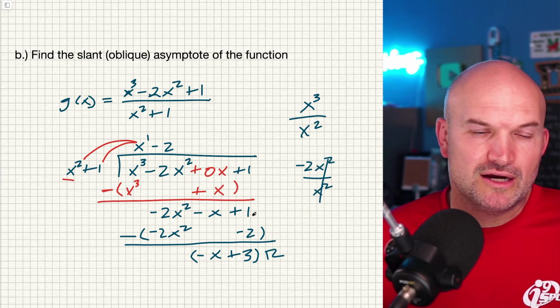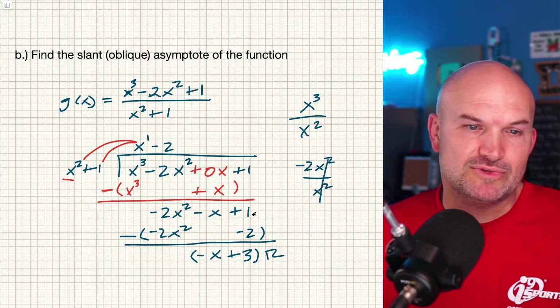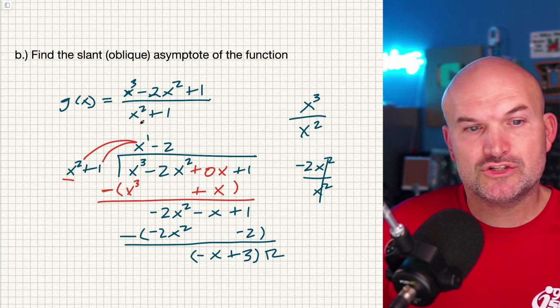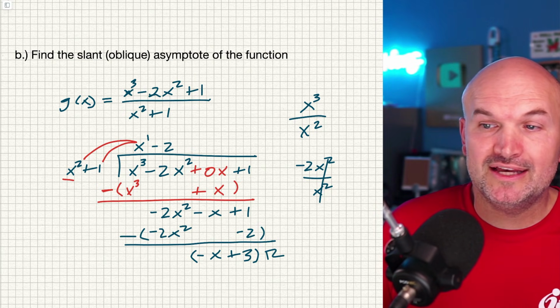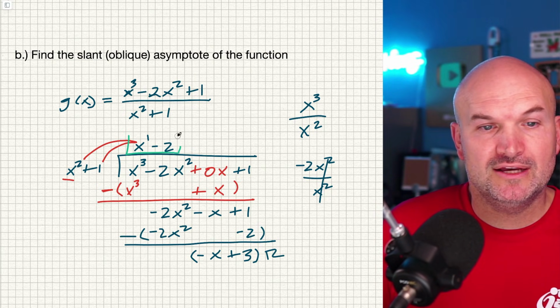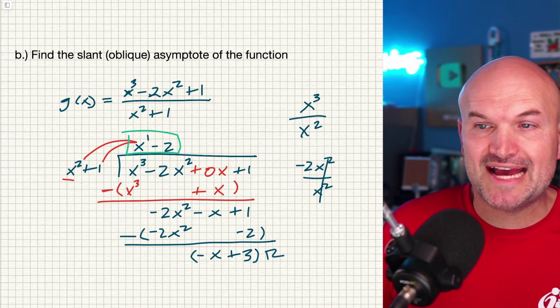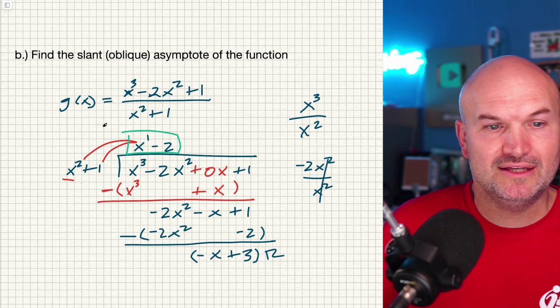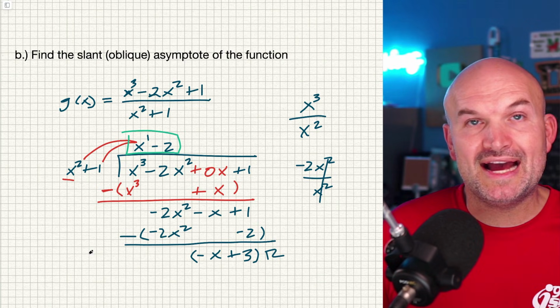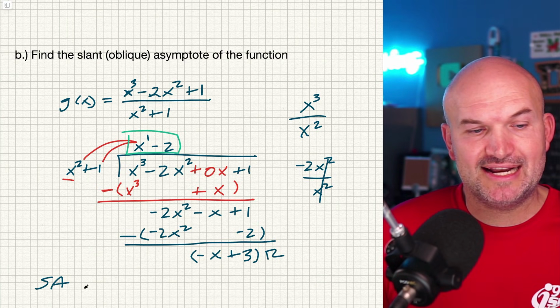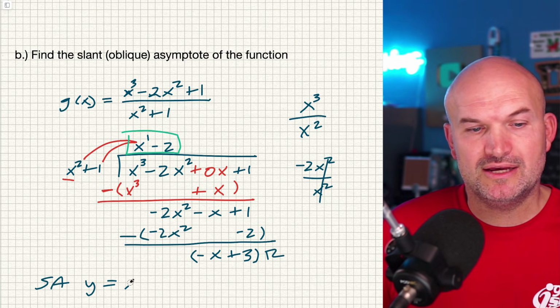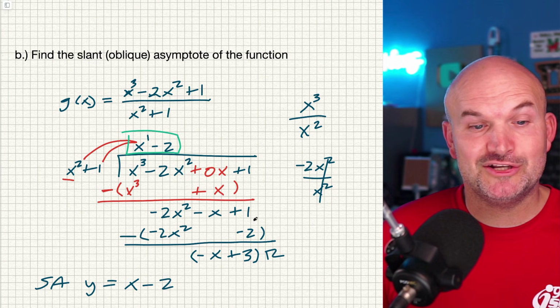And the cool thing about the remainder with slant asymptotes is that it converges to 0. So all we need to worry about is our quotient. So the slant, or oblique, asymptote of this function is simply going to be x minus 2. So I can say the slant asymptote is going to be y equals x minus 2.